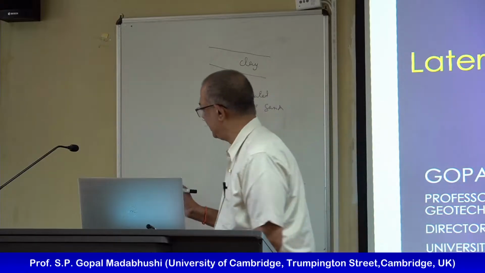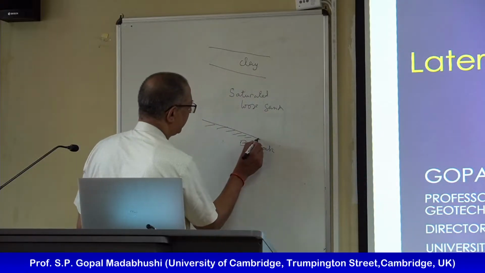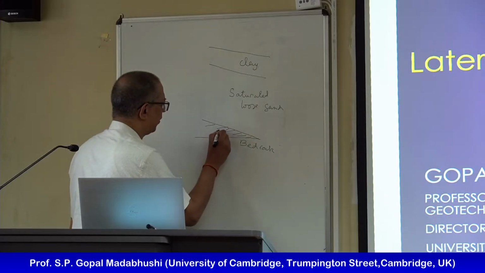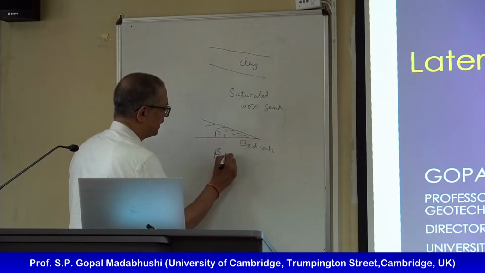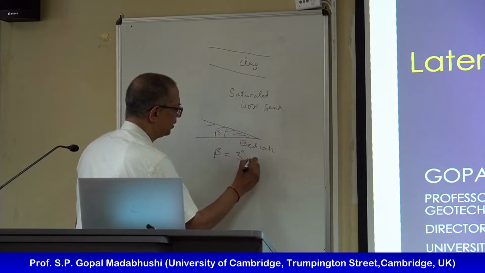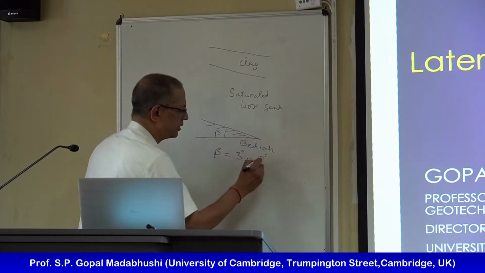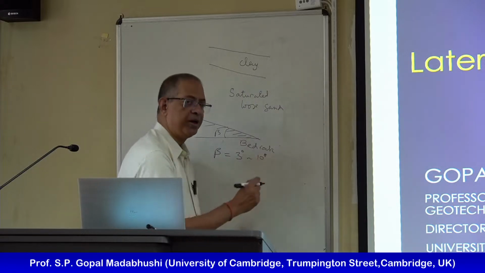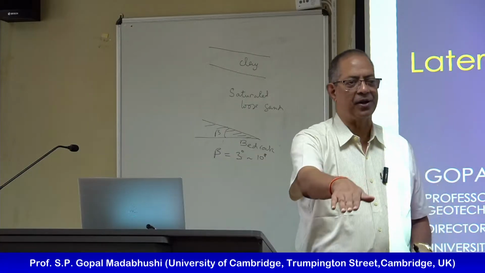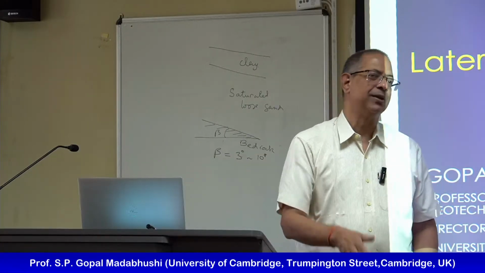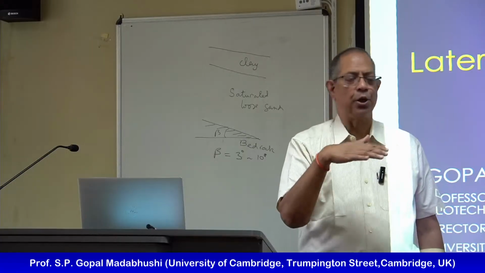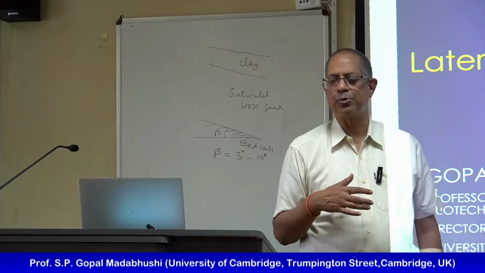Now this slope angle can be very shallow. This angle, say if I call it beta, could be anywhere from 3 degrees to 10 degrees. So 3 degrees slope you normally cannot detect by eye. If you walk onto the ground and the ground is sloping at 3 degrees, the human eye is not very good at detecting slopes, especially shallow slopes like that.